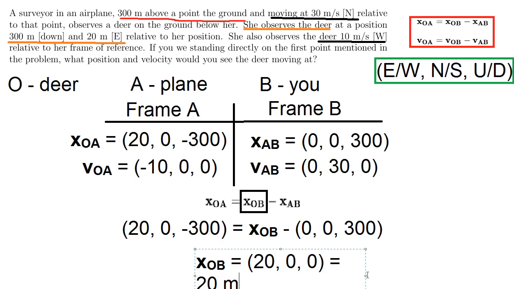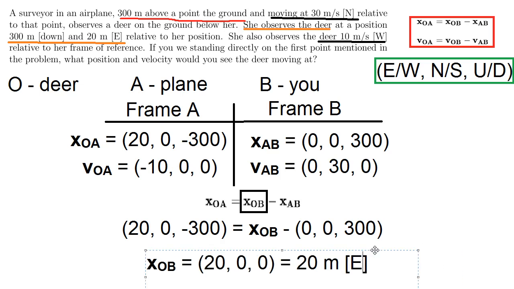which, if you want to convert it, is simply 20 meters east. And that should make sense, right? The 300s cancel out because we assume that the deer is on the ground. So the person in the plane sees the deer being below them. The person on the ground shouldn't. And the 20 meters east doesn't get changed by anything. So again, it's a straightforward application of vector algebra. And that's how you would find the relative position. Again, it's just keeping track of what you're dealing with.